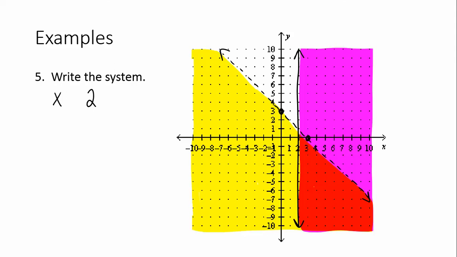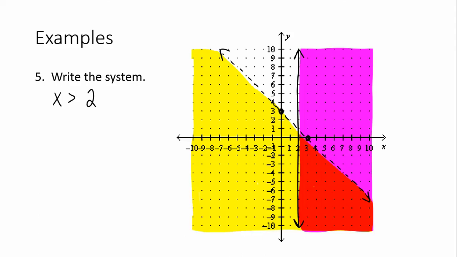If we look at the shading, it is over to the right. It's everything greater than 2. It's 3, 4, 5, 6, 7, 8, 9, 10, and so on. So that means its x is greater than 2.